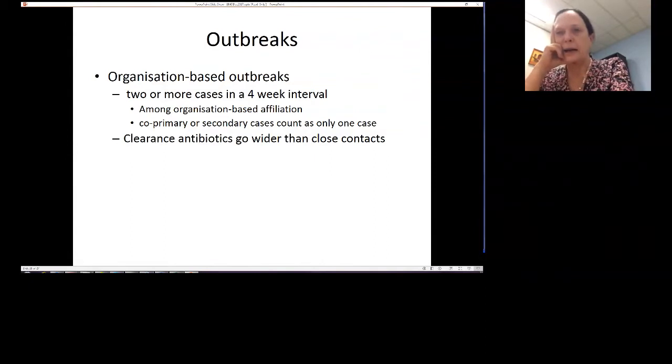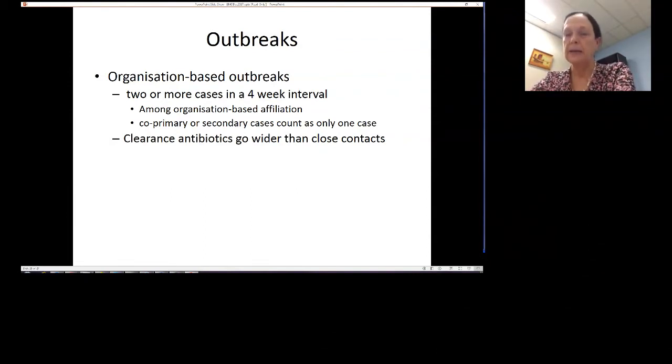So moving on to outbreaks. There's two types of outbreaks that we look at. There's organisation-based outbreaks. As just mentioned, it could be in a boarding school, in military barracks, or even a primary school. So where there's some kind of organisation that can be identified when there's 2 or more cases in a 4-week period. Now, in counting those cases, we don't count co-primary cases or secondary cases as separate cases. So if you have 2 cases onset on the same day, that's not an organisation-based outbreak, or even a secondary case. So if it happened within a week, that wouldn't be. But if there was cases separated by more than a week that were not amongst the identified close contacts, then we would need to do a response in that organisation.